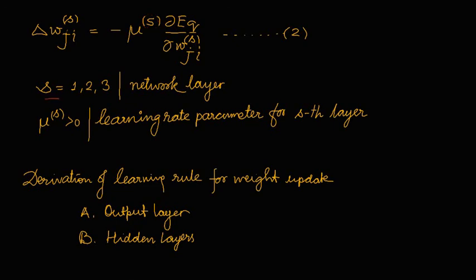As we discussed, S represents the network layer, and as I have told that we are going with a 3-layer example, S will take the value 1, 2 or 3. Mu_S is known as the learning rate parameter for layer S, and its value is going to be greater than 0.